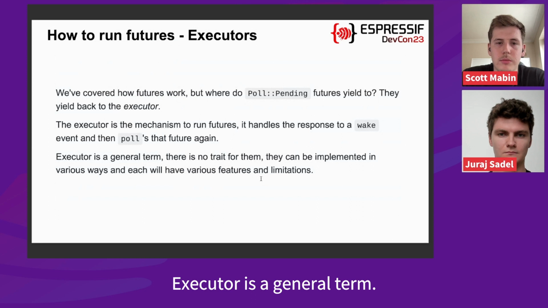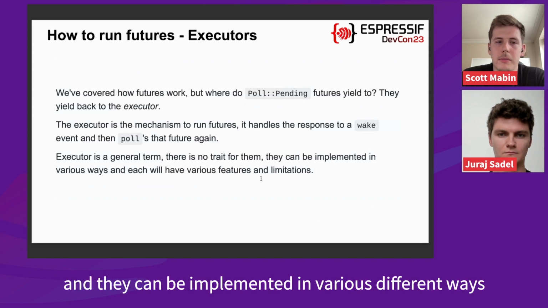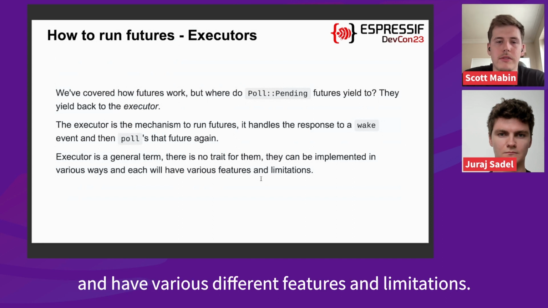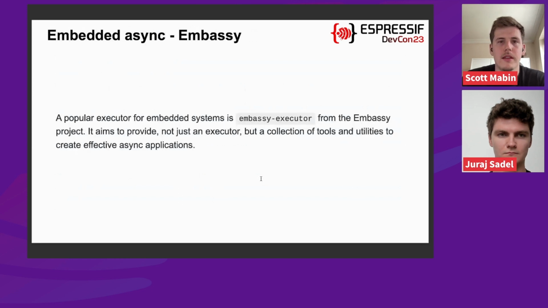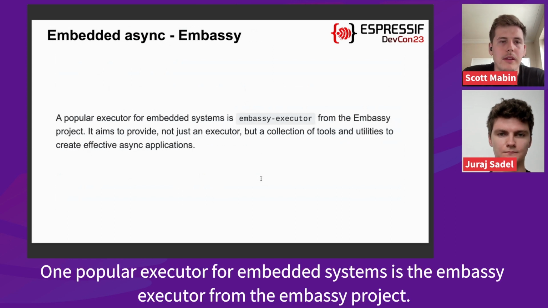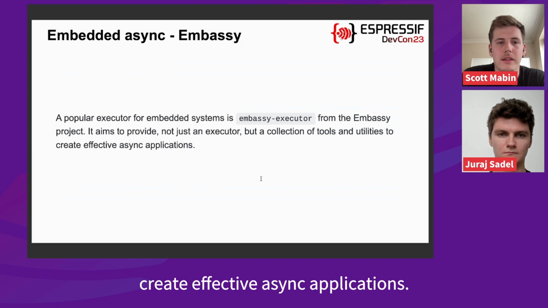Executor is a general term. There's no trait or contract for them in Rust, and they can be implemented in various different ways and have various different features and limitations. One popular executor for embedded systems is the Embassy executor from the Embassy project. It aims to provide not just an executor, but a collection of tools and utilities to create effective async applications.